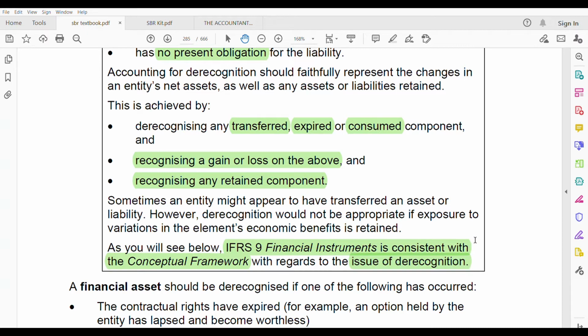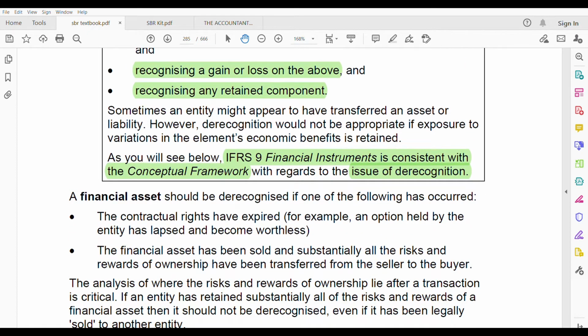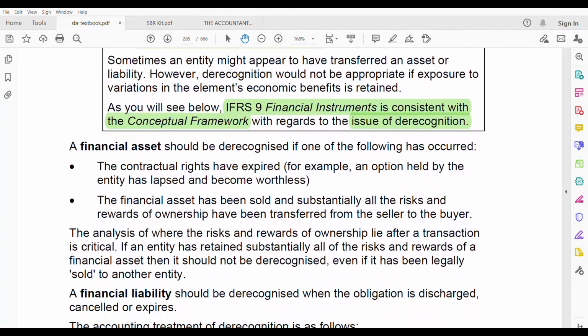So now we are going through each element: financial asset, financial liability. These are the 2 elements. Financial asset, how should this be derecognized? This should be derecognized if one of the following has occurred. Either this or that. First one, contractual rights have expired. What does it mean? That means you no longer have the right to receive cash.